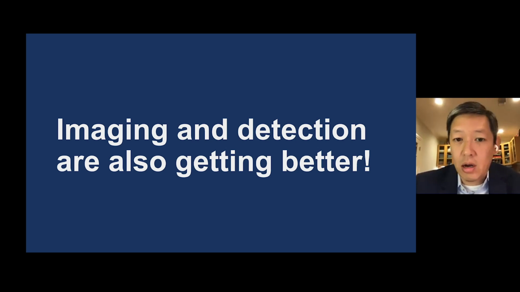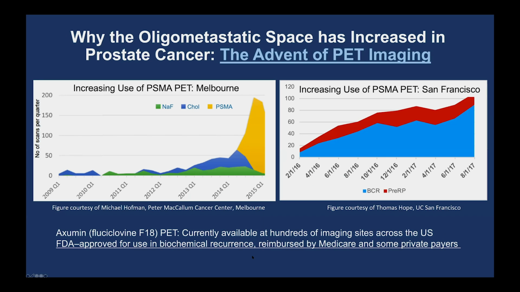So I'm going to take over just briefly here. The point that Dr. Hahn and I want to make is that imaging and detection are getting better. This has revolutionized the detection of metastatic disease and has led to advances in the space of oligometastatic or limited metastatic disease. In the context of prostate cancer, the use of a newer form of imaging called PET imaging, with special tracers that are picked up by the PET scan, has changed and increased the oligometastatic space.